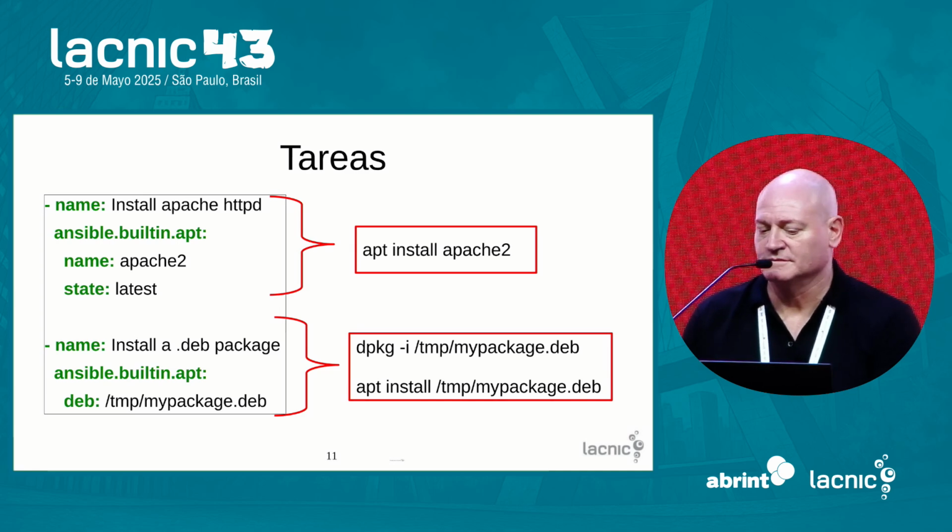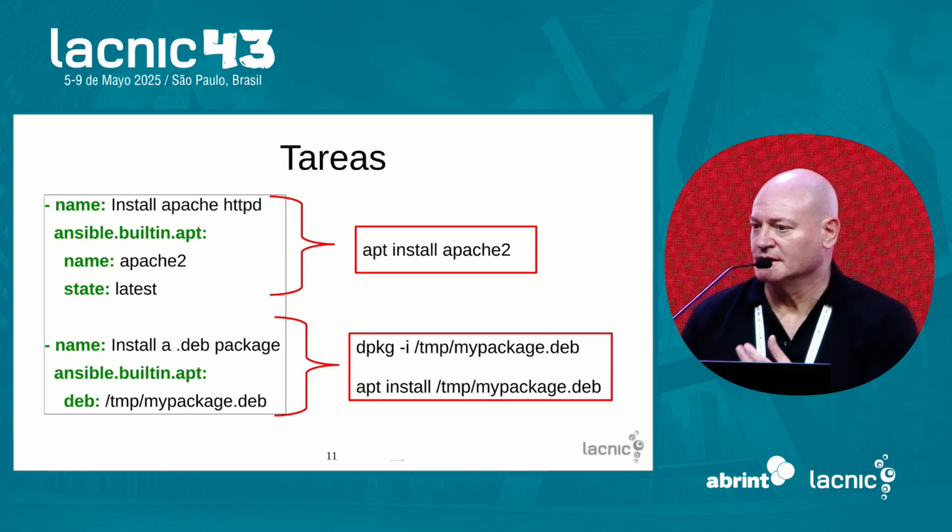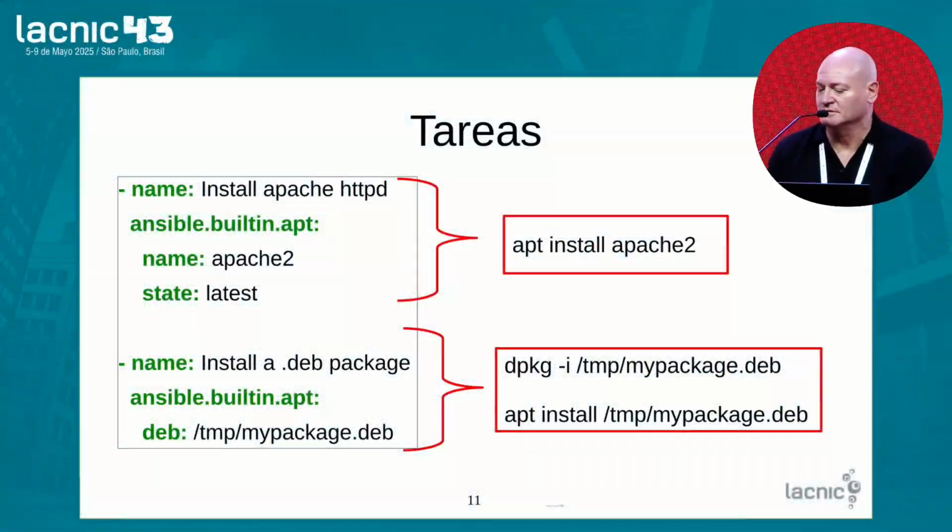The same if we would do this in a Linux command line, we'd be executing apt install apache2. The same can be done installing a Debian package. Here I use the same tool, the same module, and I simply tell which is the .deb file. Now translated into command lines, this would be a dpkg -i and stating where the file is, or an apt install showing where the file is.